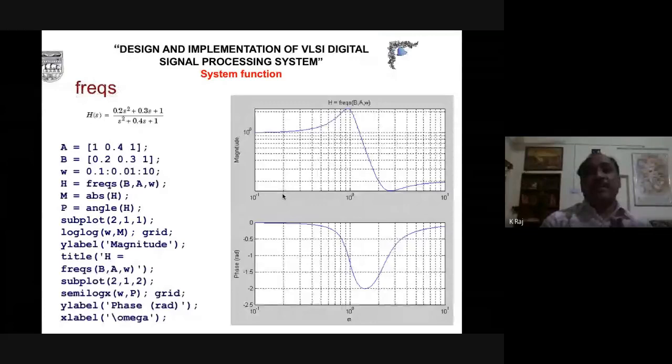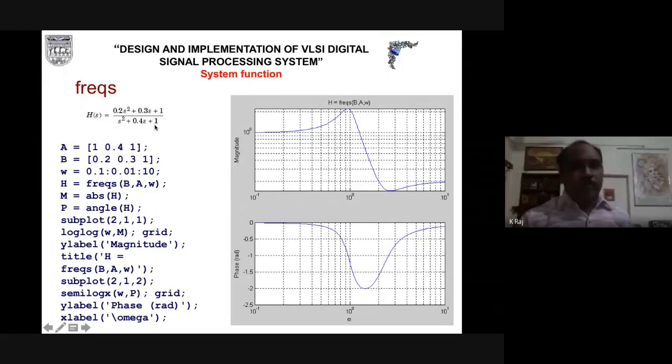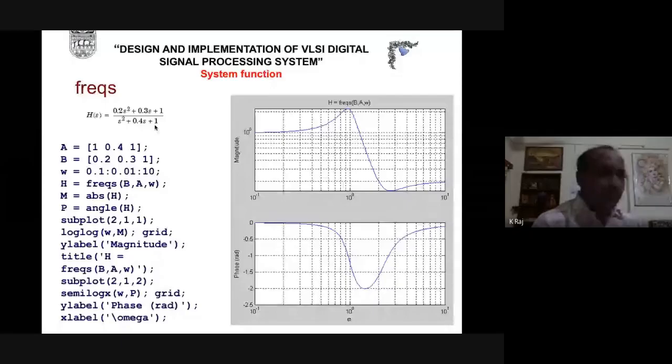Suppose we consider the H(s) of a biquad section, the biquadratic equation, represented as a transfer function derived from the given requirements: 0.2s² + 0.3s + 1 divided by s² + 0.4s + 1. Now, how do we mathematically compute the frequency response of the system? In order to get the frequency response, s is replaced by jω.